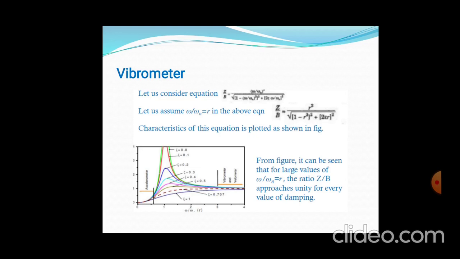For a large value of omega upon omega n, that is r, z upon d is on the y axis, and omega upon omega n, that is r, is on the x axis. The curve approaches unity for every value of damping.